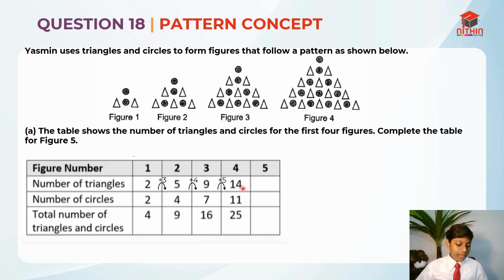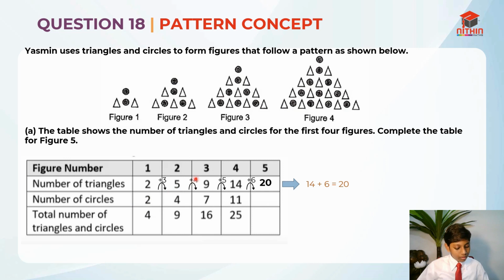So plus 5, then figure 4 to 5 is plus 6, which will give us 20. So 20 is the answer over here. Basically how we got this is 14 plus 6, it will give us 20. So this is how we derive the answer for part A. I hope you understand that. Now for the number of circles, let's look at the pattern again.